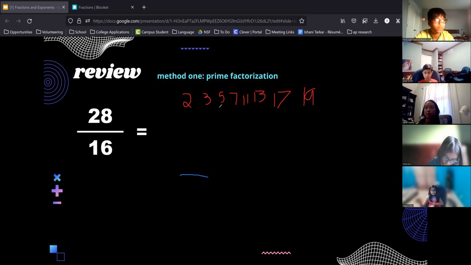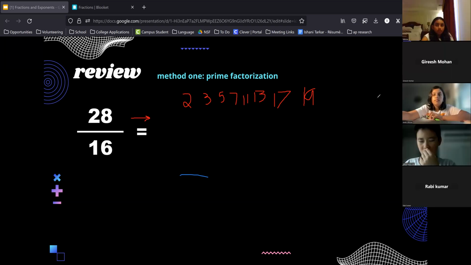Prime factorization is when we look at the factors of each of these numbers, and we saw that there are only 2. So we look at the factors of 28. How would we break down 28? What numbers do we know multiply to 28? You could type your answer in the chat if you want, or you can unmute.